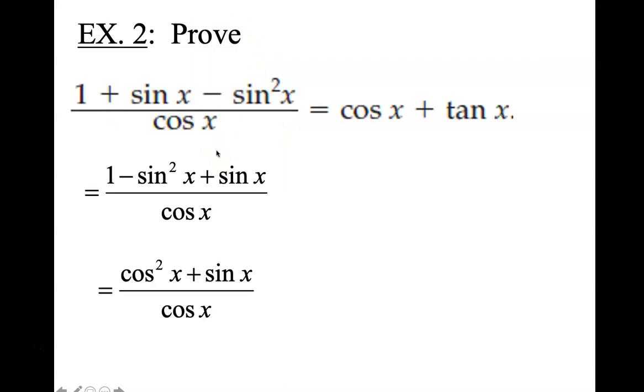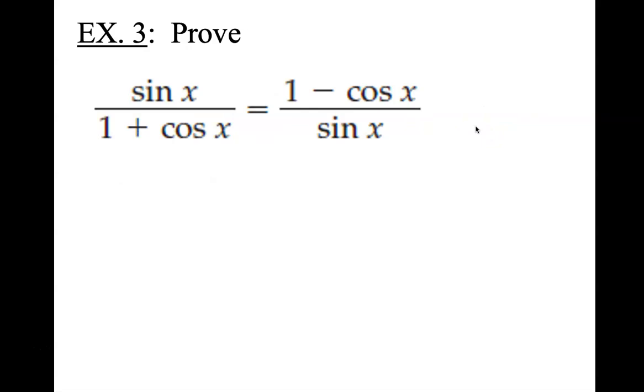And can I do it? Yeah, it's like if I have 3 plus 5 all over 9, that's the same as 3 over 9 plus 5 over 9. So I separate it as 2 fractions. I cancel a cosine out of the first fraction. That leaves me with just a cosine. And then my quotient identity says sine over cosine is tangent, which is exactly what we're trying to prove. So that one is done.